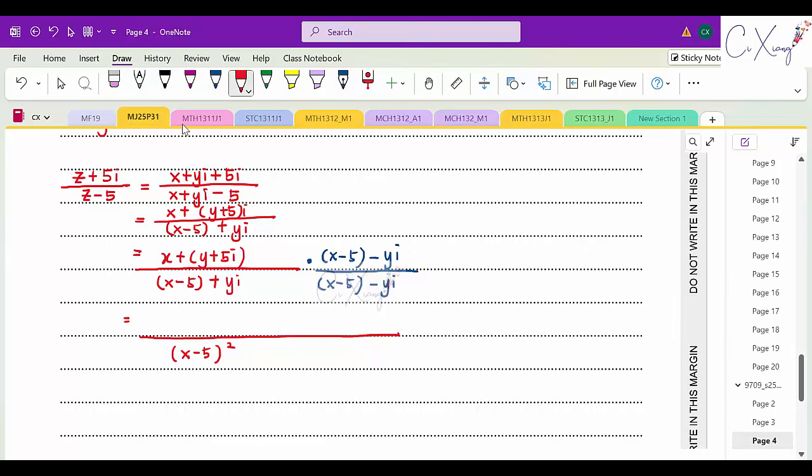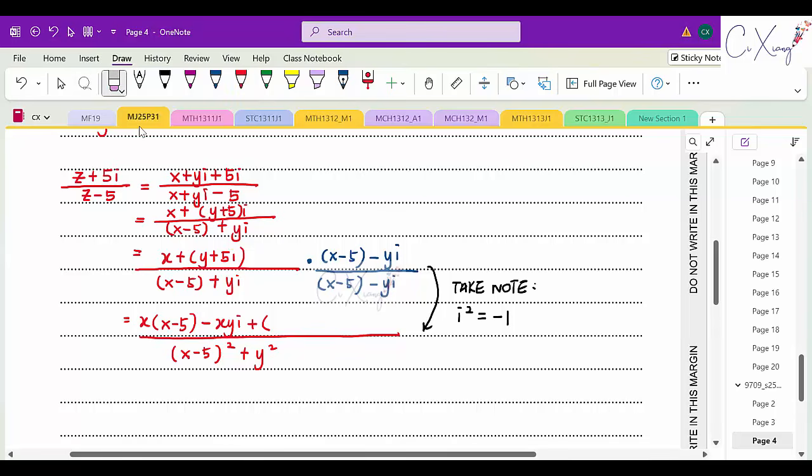Minus y squared i squared, so it becomes positive y squared. From here to this step, you have to take note that you will be using i squared, sorry, not y squared, it is i squared. So i squared is equal to negative 1. So I have to simplify the i squared in your expansion here. Then I'm having this on top. I made another careless mistake here, sorry.